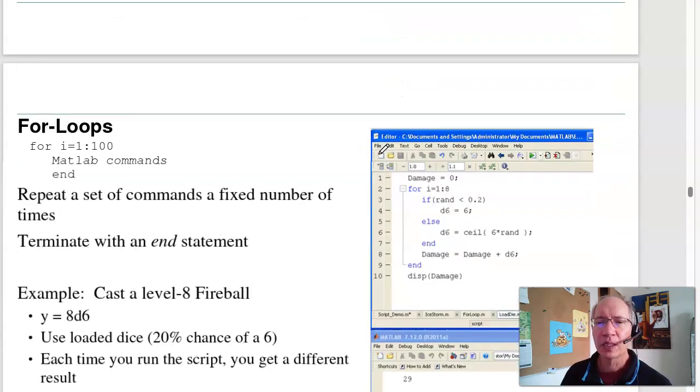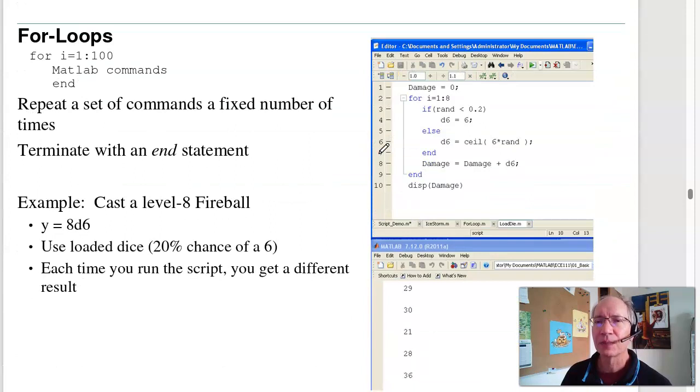Well, given that code, that's an if statement. Suppose I want to roll 8 6-sided dice. That's a for loop. What a for loop does is it executes code a fixed number of times. So for example, if I have this code where i equals 1 to 100, i is going to count. First time through the loop, i equals 1, then 2, then 3, then 4. It'll execute this code 100 times.